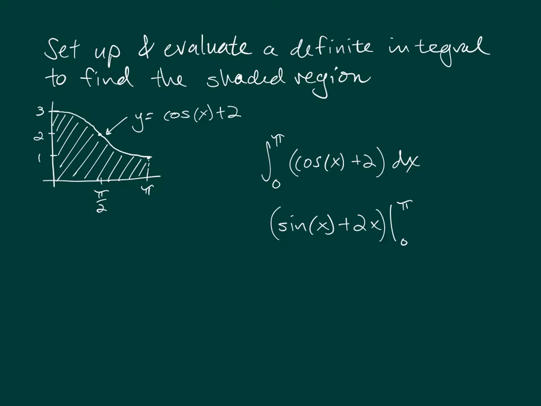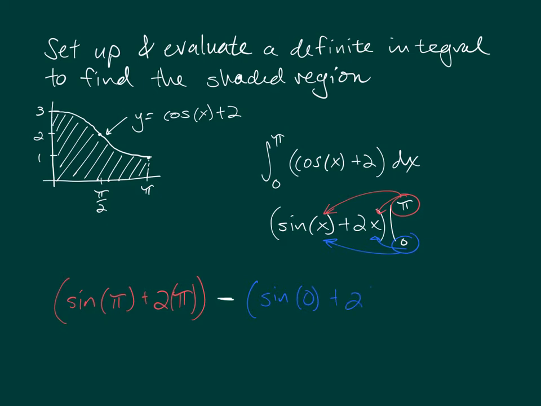So what this means now is that we're going to take the pi value and substitute it in for the x's, and we're going to get something that looks like this. This will be sine of pi plus 2 times pi. And from that, we are going to subtract whatever we get when we take 0 and substitute it in for these x's, which would be sine of 0 plus 2 times 0.